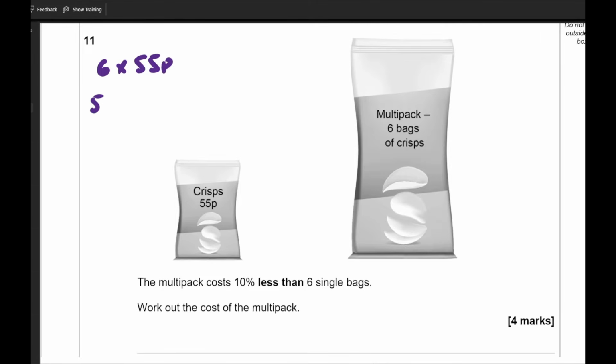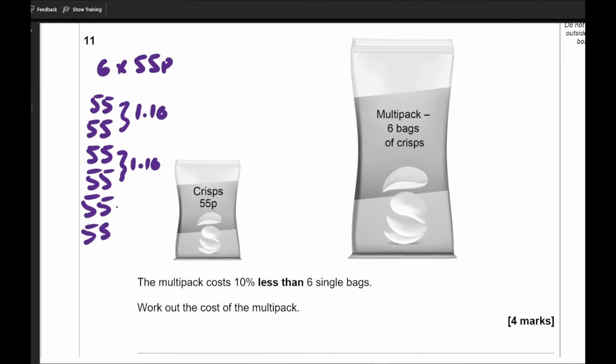So that's 55, 55, 55, 55, 55, and 55. Now 2 55s gives us £1.10. So that's going to be £1.10 and that's going to be £1.10. Give us a total of £3.30.